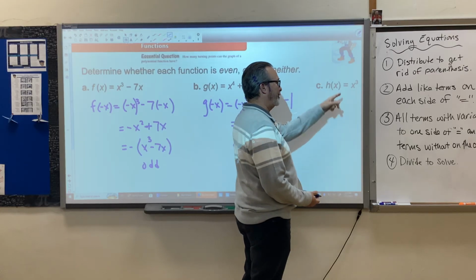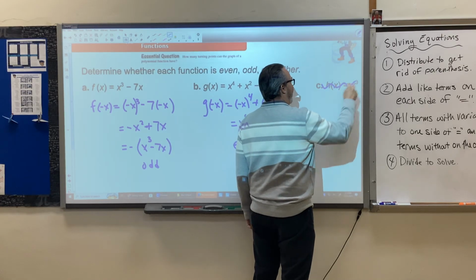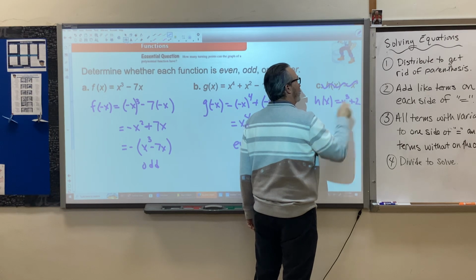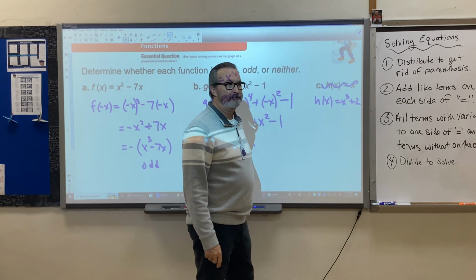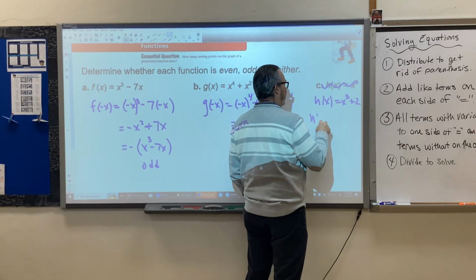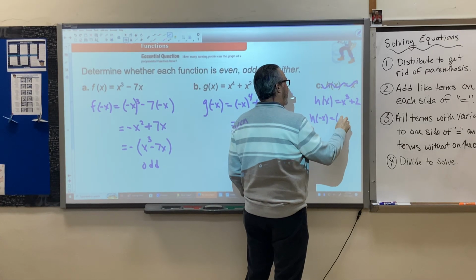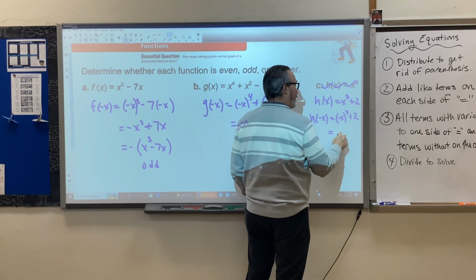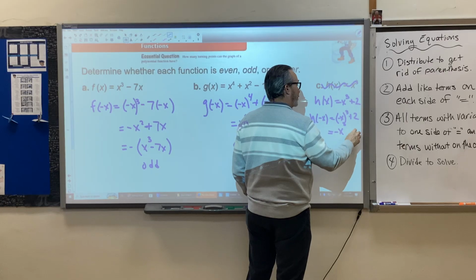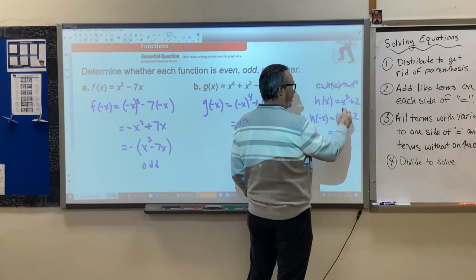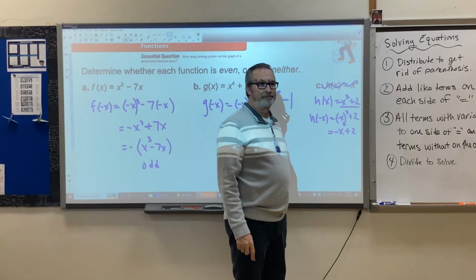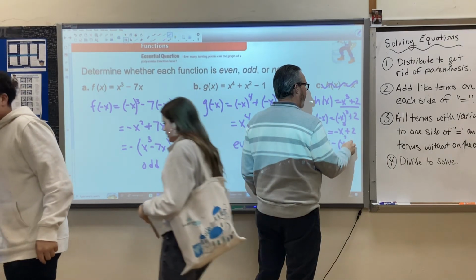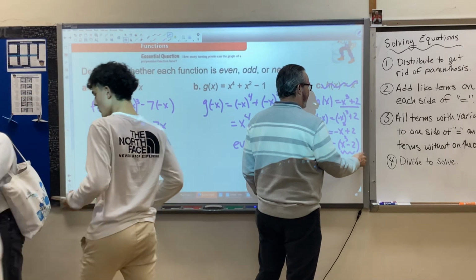Okay? I think there's more to this one. I think this is h of x is x to the 3rd plus 2. Okay? So I'll do this one. H of -x is -x to the 3rd power plus 2. Not the same as what I started with. If I take out a negative, this is not the same as what we started with.